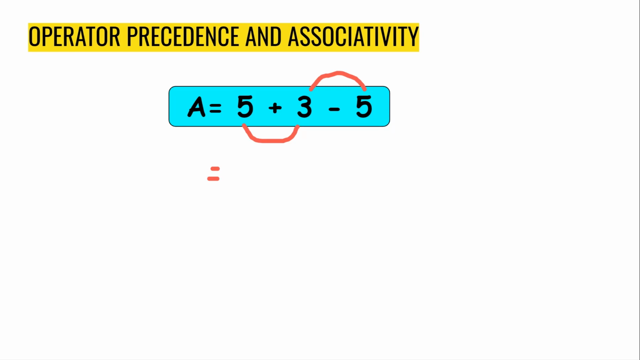So according to associativity, the addition and subtraction operations have associativity from left to right, which means that they start evaluating from left to right. So we have plus and minus. If operators of the same precedence are available in an expression, we will be evaluating from the left side, which means that 5 plus 3 will be evaluated first, which will give you a result as 8, and then 8 minus 5 will be evaluated, which will give you the result as 3.